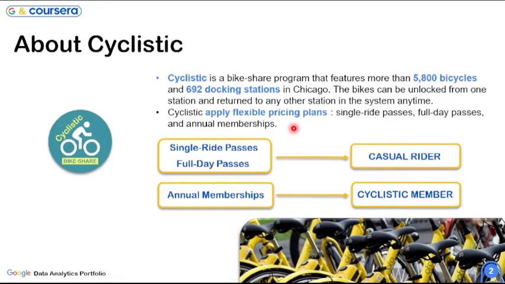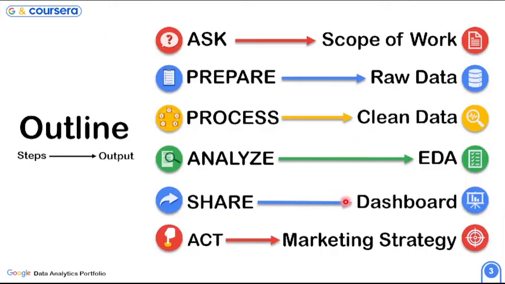Let's talk about Cyclistic. Cyclistic is a bike share program in Chicago where we can share the bike across the city. Cyclistic applies flexible pricing plans. There are casual riders, consumers who pay per ride or per day, and Cyclistic members, consumers who pay per year.